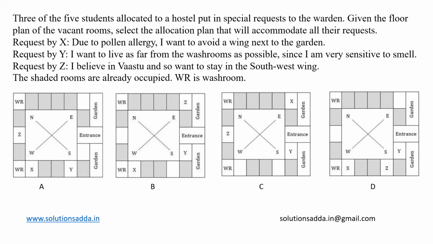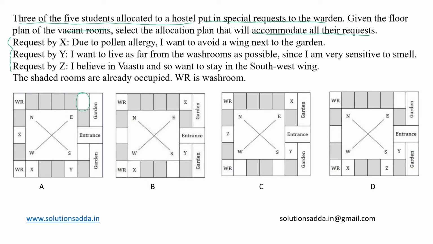This is a spatial aptitude kind of question. We have been given that 3 out of 5 students allocated to a hostel have put in special requests to the warden. We have been given these 4 floor plans showing the vacant rooms, in which this gray region denotes that the rooms are already occupied, and this empty region suggests that the room is empty, so those could be allocated to these 3 students. Now they have made these special requests mentioned over here, so we need to determine what will be the appropriate accommodation provided to all these 3 students.